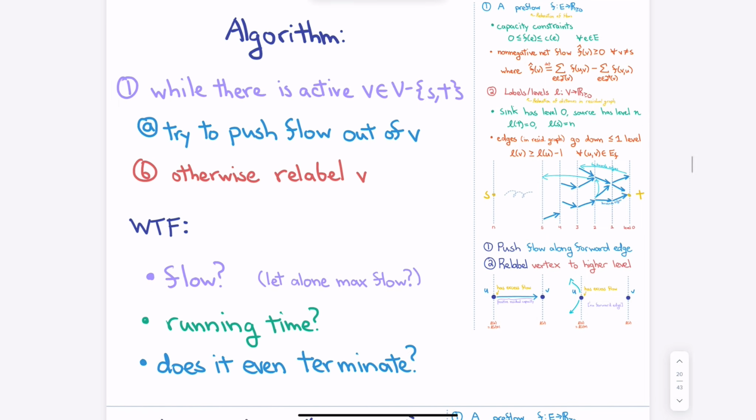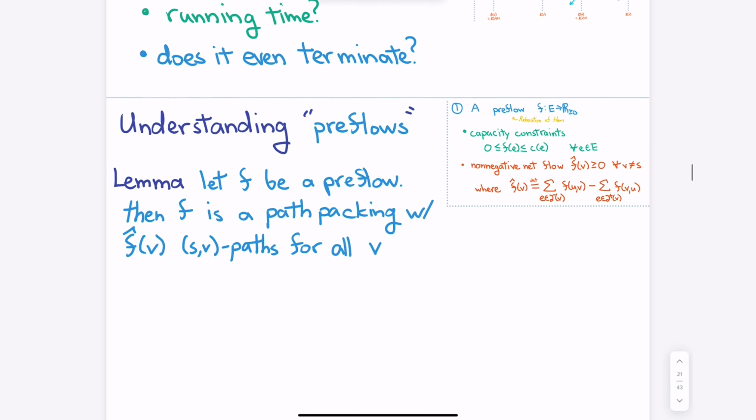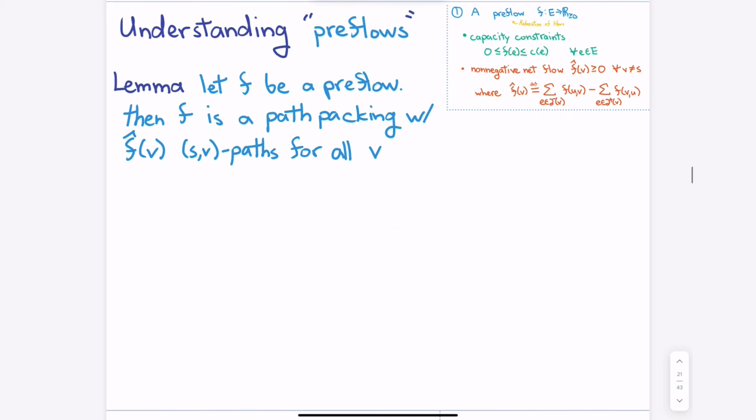Okay. So that'll give you a little bit of intuition for the algorithm. But again, we've sort of seen, at least in one very, very simple example, that these things turned out okay. But we don't really know yet. All right. So the first thing to address is, what the hell is a preflow?